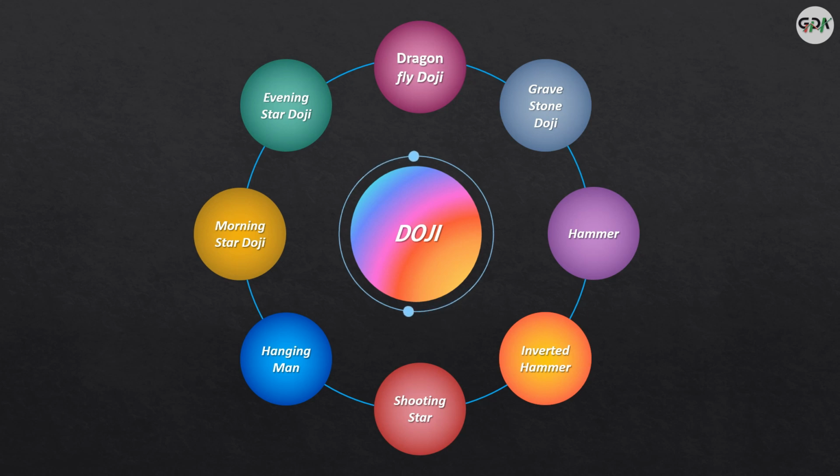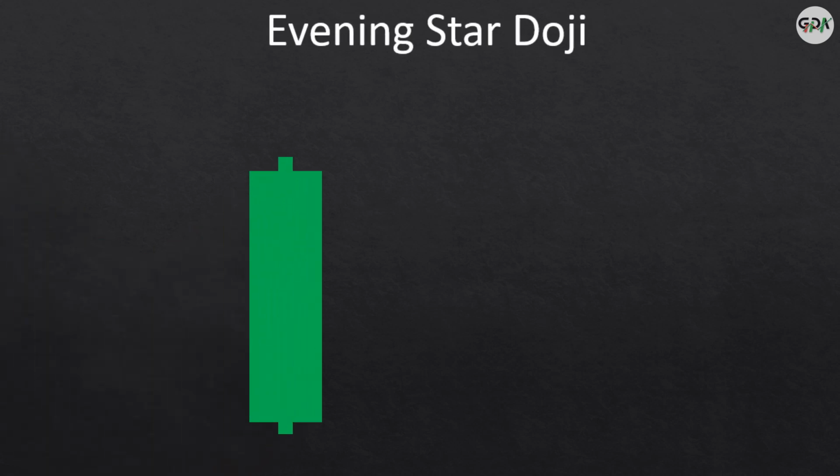Friends, let us see another type of doji, evening star doji, which is a bearish reversal pattern. Evening star doji, also called as a three candle bearish reversal pattern. First green candle was opened here, continues the up direction and closed here. Second red candle is formed, which is an indication of price indecision.